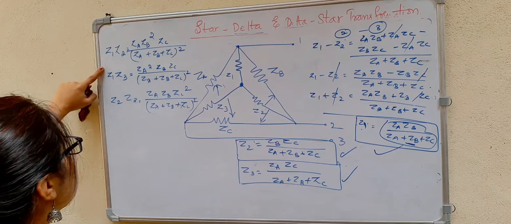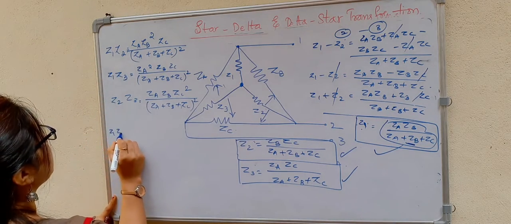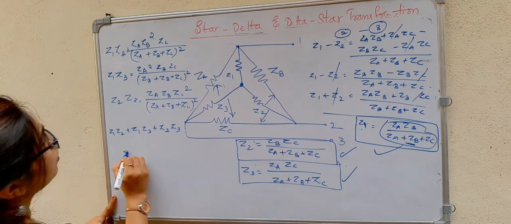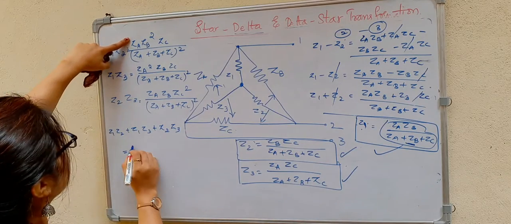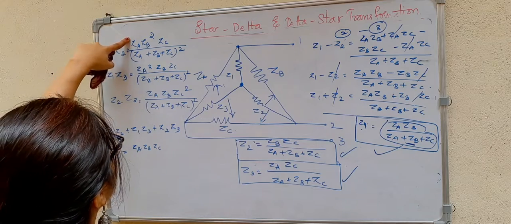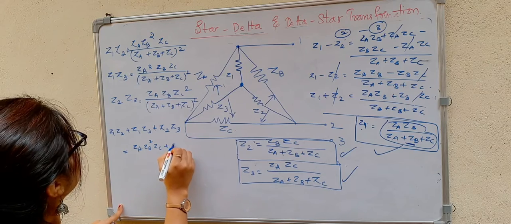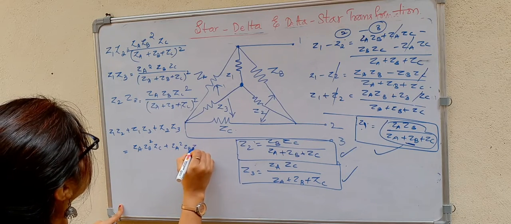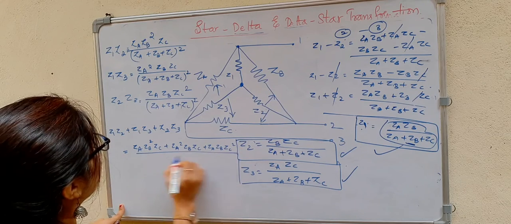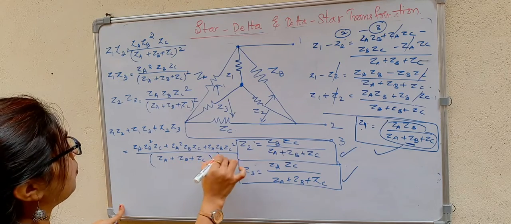Now what we can do is, I will add all these: Z1Z2 plus Z1Z3 plus Z2Z3. What will you get? See here, it is ZA ZB ZC. I will take ZA square ZB ZC, ZA ZB square ZC, ZA ZB ZC square divided by ZA plus ZB plus ZC whole square.